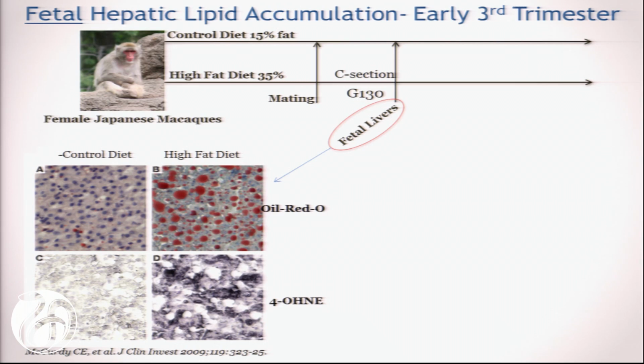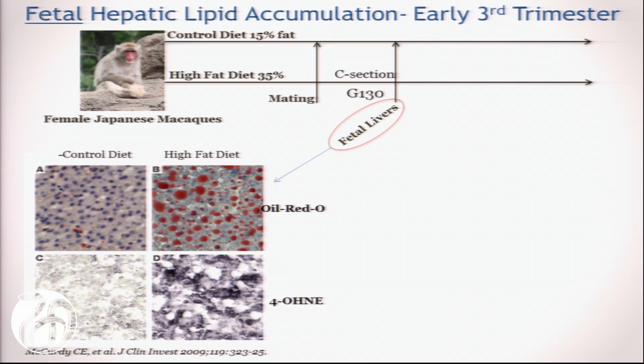And what's going on here is we've got two pods of animals, some fed a chow control diet and others, prior to conception, given a high-fat diet. They're mated, and then at the early third trimester, you can perform a C-section, and this is what we see in the liver. The liver is chock full of lipids, and this is not benign.